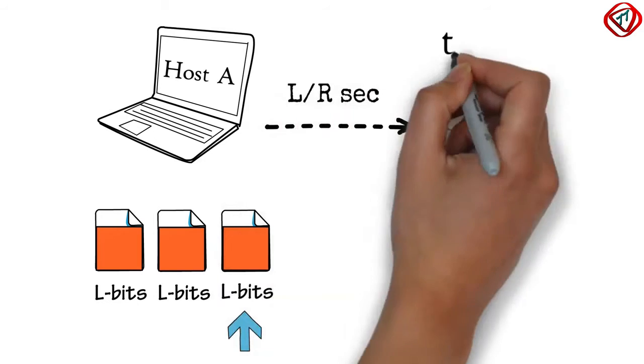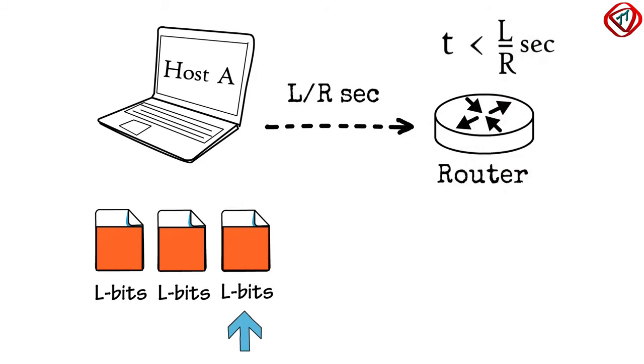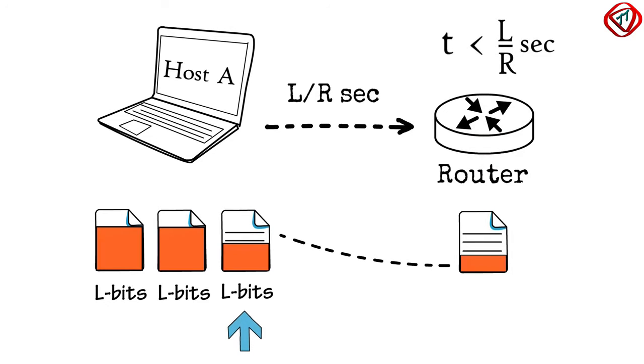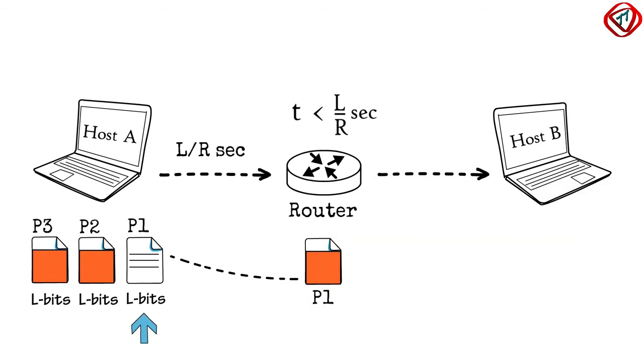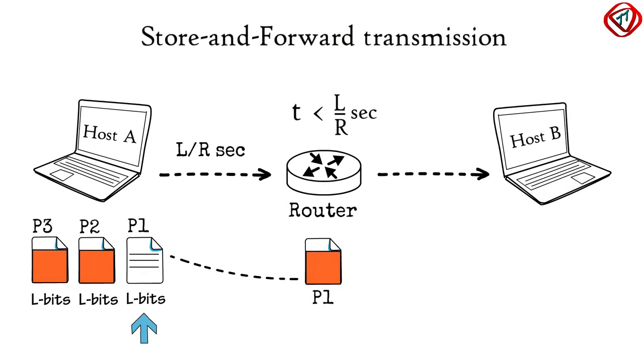So, at a time less than L by R seconds, the router has received only a portion of the first packet P1. By this time, the router cannot forward the received bits of packet P1 to the host B. It first needs to store all bits of the packet before it can begin the packet transmission. It is called store and forward transmission.